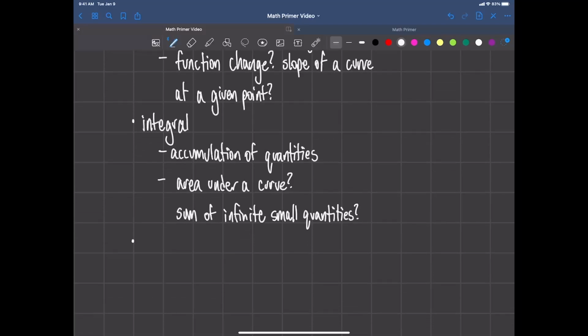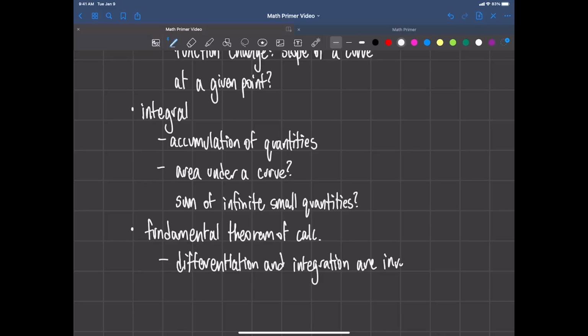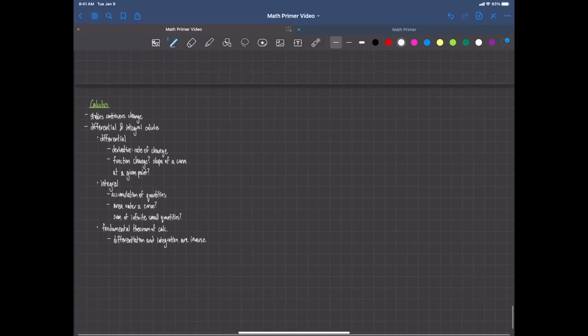The next thing you need to know for this introduction to calculus is the fundamental theorem of calculus. We'll get into it more later, but briefly, it links differential and integral calculus. It states that differentiation and integration are inverse processes. Briefly. Now let's talk about limits.